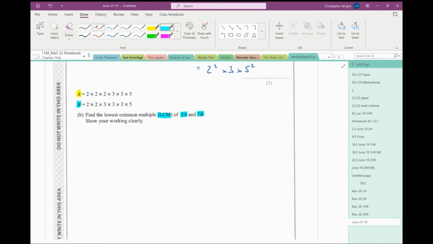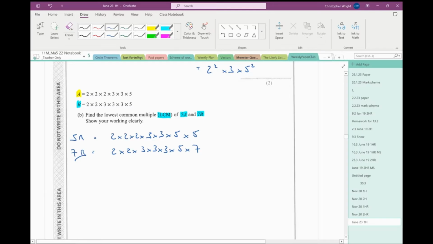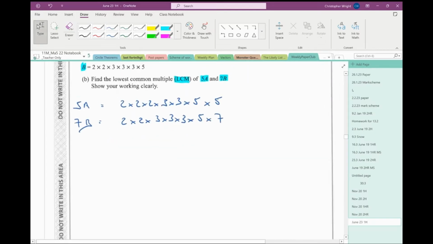Okay, well, 5A will be whatever A is multiplied by 5, and 7B will be whatever B is, that's B multiplied by 7. So in fact, I'm being asked to find the lowest common multiple of these two numbers, 5A and 7B.